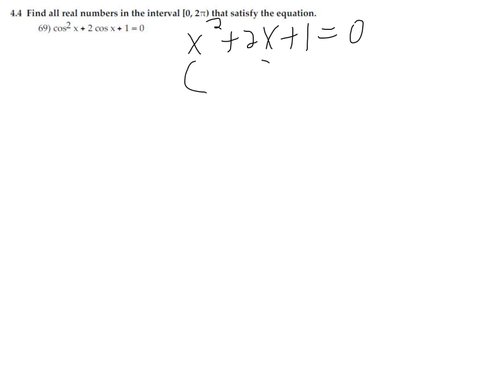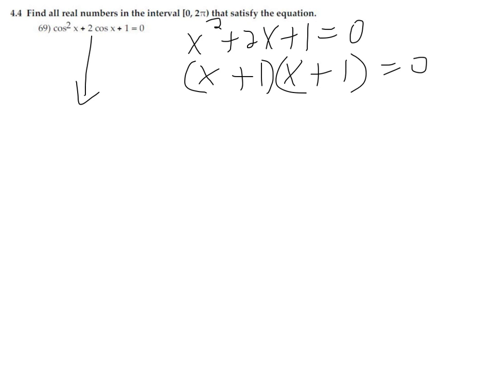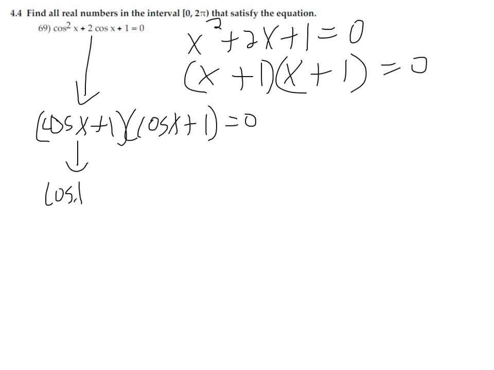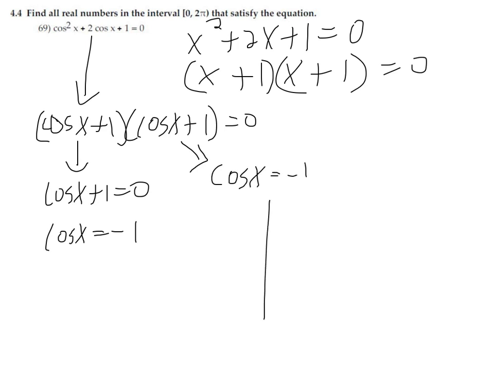So the factoring, x plus 1 and x plus 1, that's the same factoring that happens here, but it's cosine x plus 1 and cosine x plus 1. This equation will give us cosine x plus 1 equals 0, or cosine x equals -1. And this one equation will give us the same answer. So we have to figure out where is cosine -1.